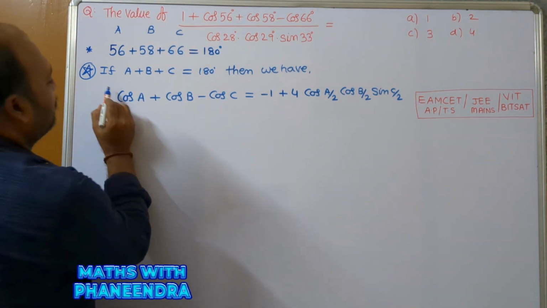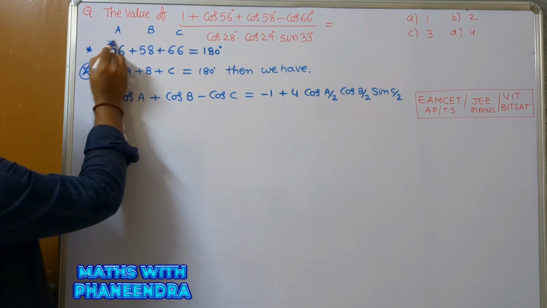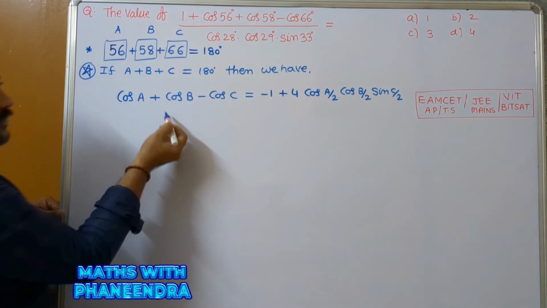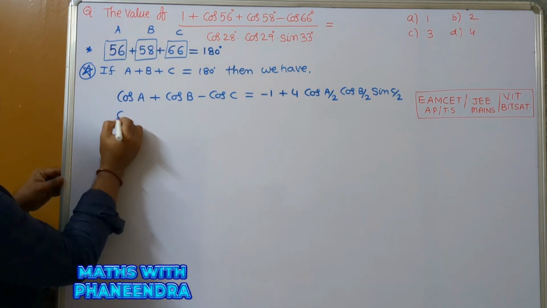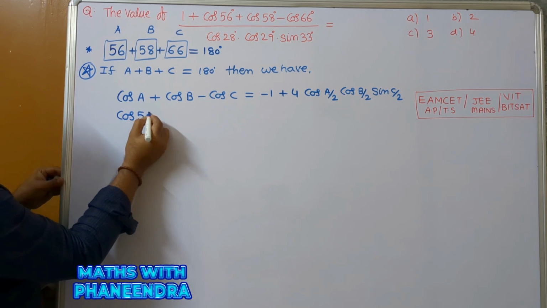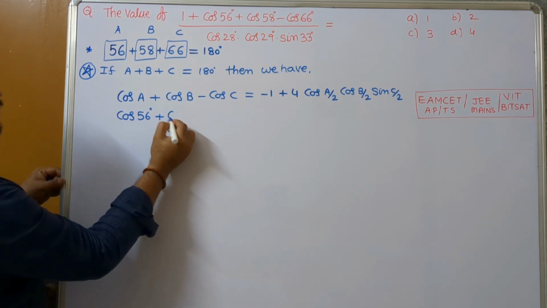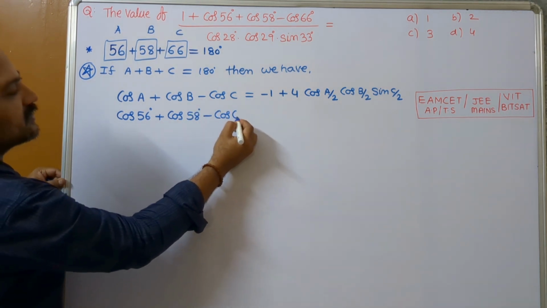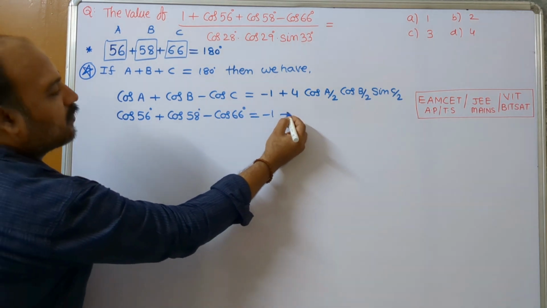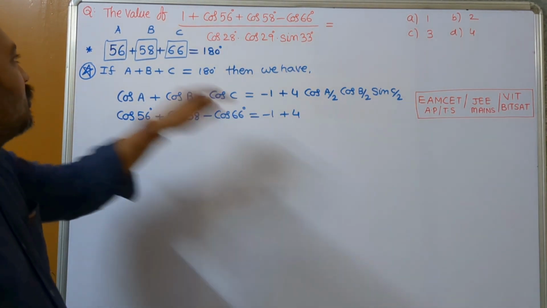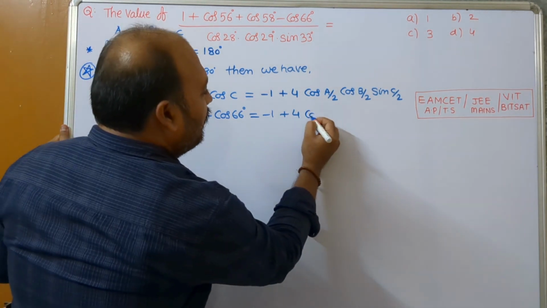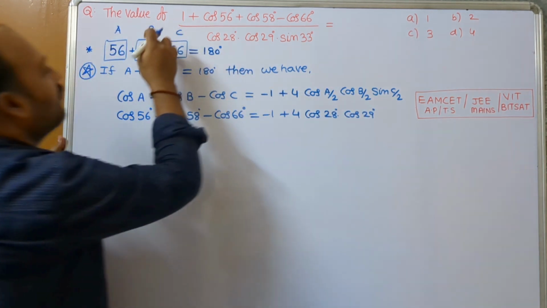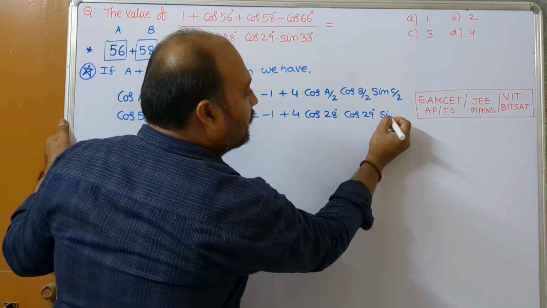In this result, substitute A value 56, B value 58, and C value 66. Cos 56 plus cos 58 minus cos 66 is equal to minus 1 plus 4 times cos of A by 2, 56 by 2 is 28, cos 28, cos 29, 58 by 2, and 66 by 2, sin 33.